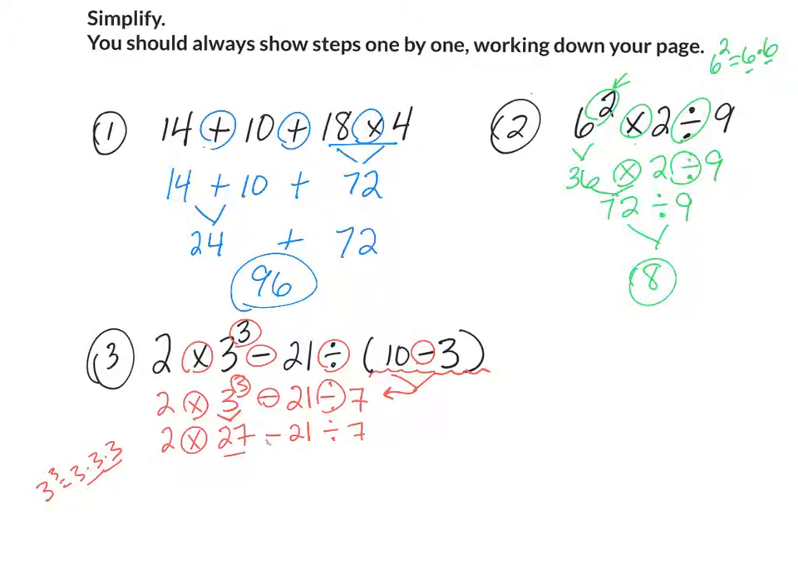So now I look at my operations: multiplication, subtraction, division. I multiply and divide before I add and subtract, and I go from left to right. So I'm going to multiply 2 times 27 and get 54. Bring down my minus 21 and my divided by 7. Now, do I subtract or do I divide first? I have to go out of order here because division comes before subtraction. And 54 minus 3 is equal to 51. I've simplified my expression to get 51. So there's some examples where you've simplified expressions using the order of operations.